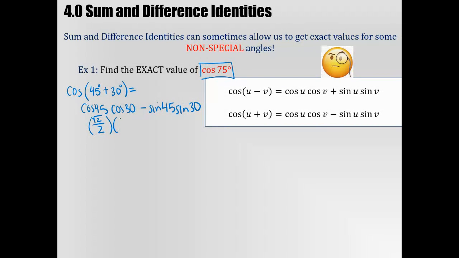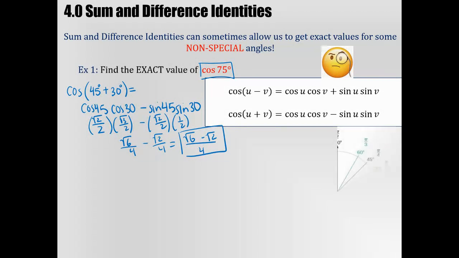Cosine of 30 is root 3 over 2, minus root 2 over 2 times 1/2. So I end up with root 6 over 4 minus root 2 over 4, or root 6 minus root 2 over 4. Can't do anything else with that, right? But I'm now getting an exact value for an angle that is not a special angle. Pretty awesome.